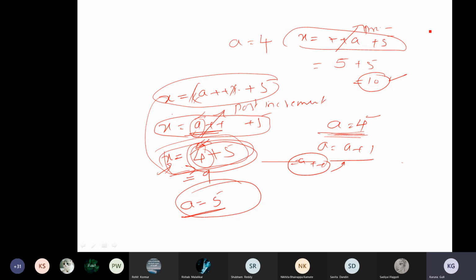Why is it so? Because it is mentioned here that before you use the value of a, you have to increment it and use that inside the expression. That's what it is suggesting. You increment before, pre-increment. You increment before you take that value inside the expression. Clear? That is the difference between pre-incrementation and post-incrementation.